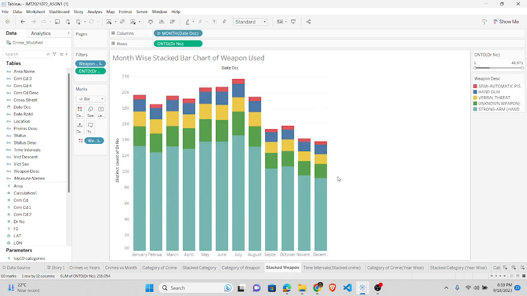Building on our understanding of weapons involved in crimes, this stacked bar chart explores the distribution of different weapon types across months. Just like the pie chart, one type consistently leads the way, indicating a stable pattern of weapon involvement throughout the year.